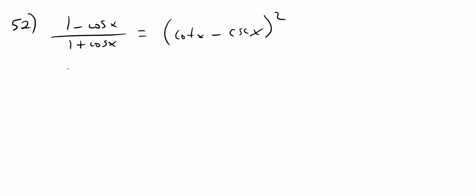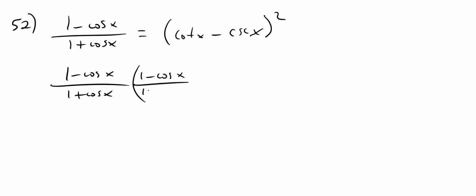Because I'm just going to do that. All right, so let's do that. 1 minus cosine of x over 1 plus cosine of x. I'm just going to write it out here again. Okay, I'm going to multiply it by the conjugate. So 1 minus cosine of x over 1 minus cosine of x.